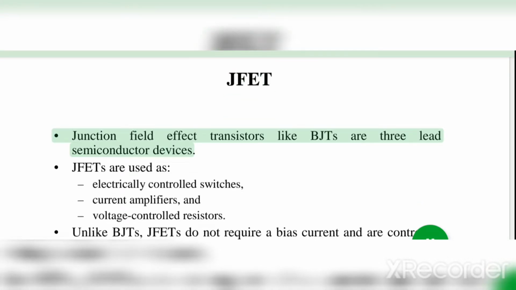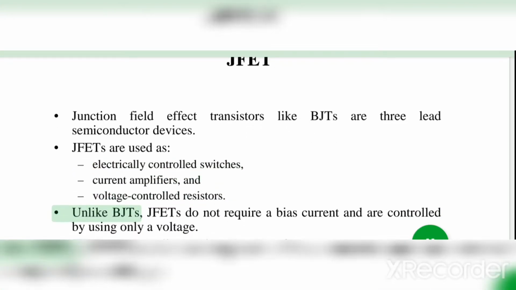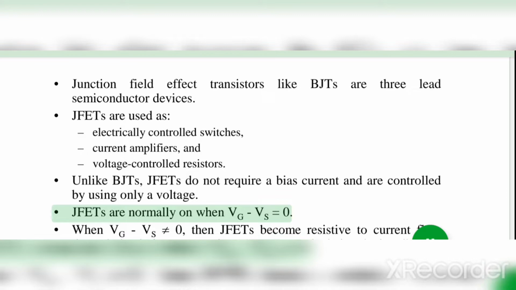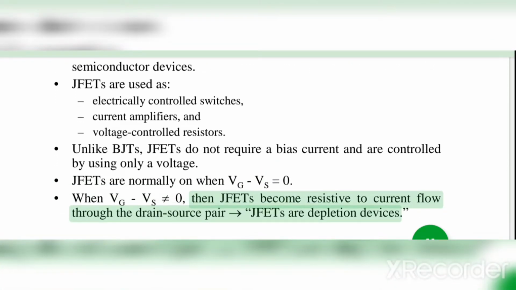FET. Junction field effect transistors, like BJTs, are 3-lead semiconductor devices. JFETs are used as electrically controlled switches, current amplifiers, and voltage-controlled resistors. Unlike BJTs, JFETs do not require a bias current and are controlled by using only a voltage. JFETs are normally on when VG equals 0. When VG is not 0, then JFETs become resistive to current flow through the drain source pair.